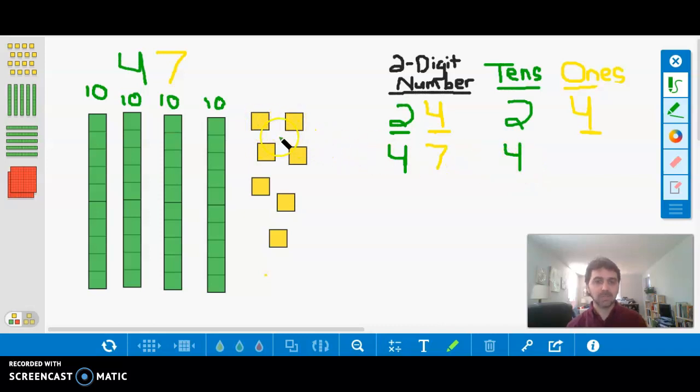We still have 1, 2, 3, 4, 5, 6, 7 Starbursts left over. 7 ones. So let's write that down. We have 7 ones. So let's see. The number is 47. Is there a 4 in the tens place? Yep, there's 4 10s. And there are 7 ones. So there it is. Right? So the pattern works. Let's do one more, and then we will be done for today.